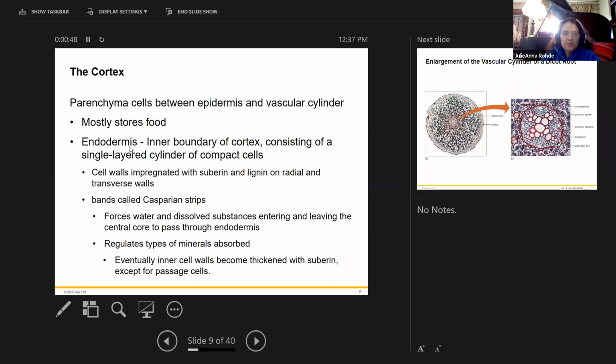There's an endodermis, which is an inner boundary of the cortex, consisting of a single layered cylinder of compact cells. And their cell walls are impregnated, saturated with suberin and lignin. Okay, these are kind of waxy type substances. And those are going to be on, say, radial and transverse walls.